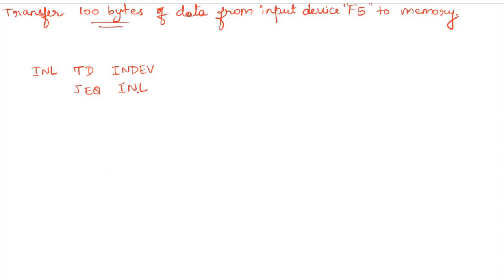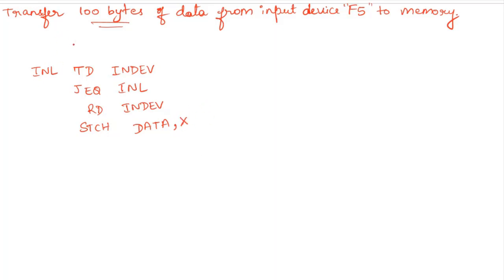No need to explain up to this point, right? Then if the device is ready, read the data, store the data. Now, how much data have we transferred from the input device to memory? Only 1 byte. But how many bytes do we have to transfer? We have to transfer 100 bytes. That means I have transferred 1 byte to an array at position 0.